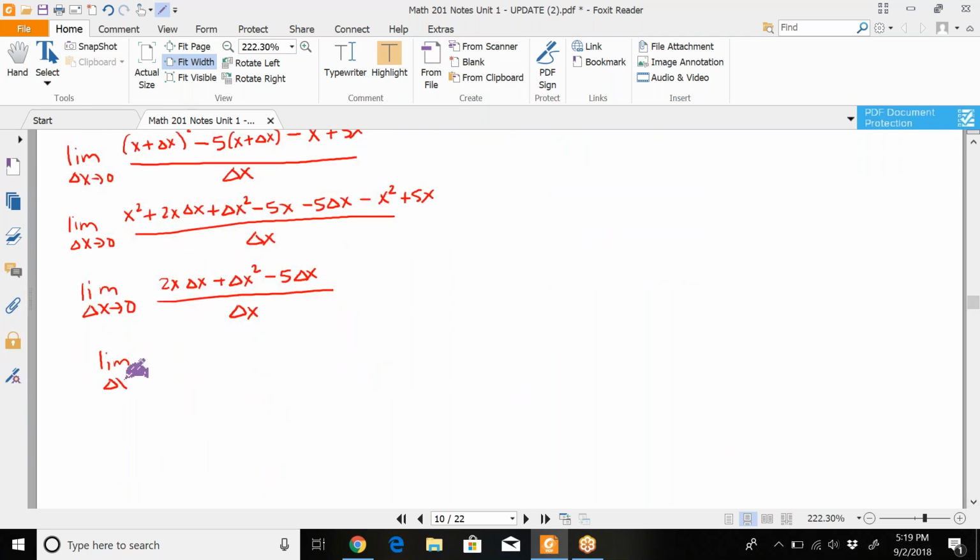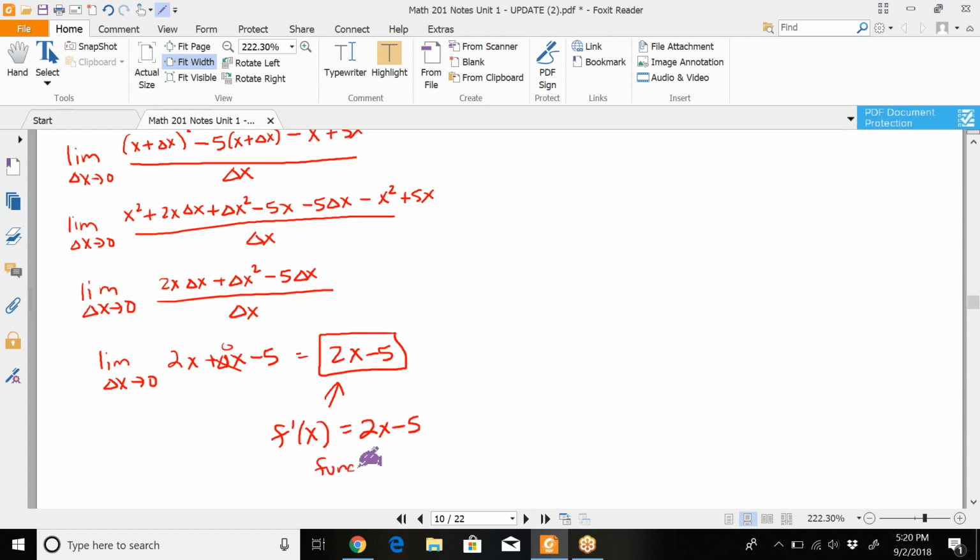So limit as delta x approaches 0, we reduce down all of the delta x's since there's one across the top. That one would just be -5. And notice there's only one of them that's going to end up turning into a 0. So this is just going to be 2x minus 5. Now remember what this stands for. This is called f prime of x. But what it means is that this is a function for the slope of a tangent line to f of x, our original function, at a point x.